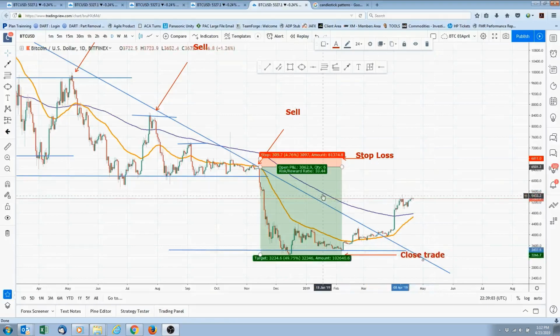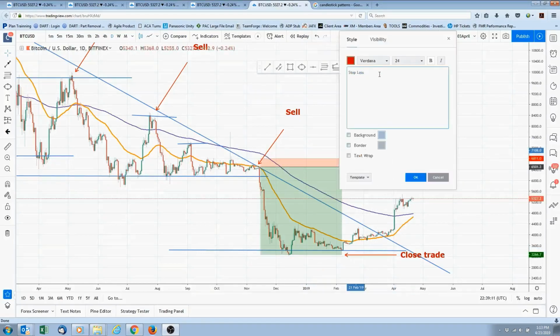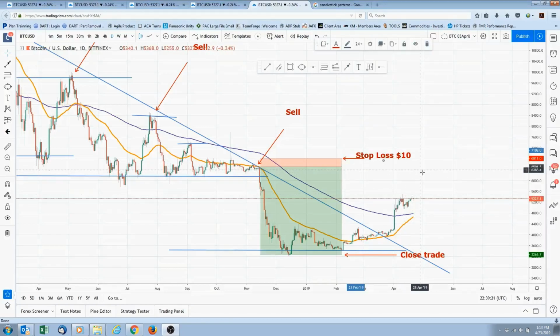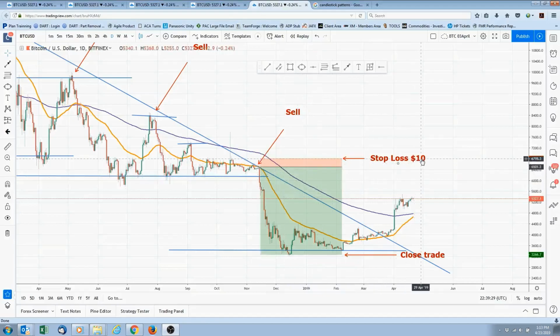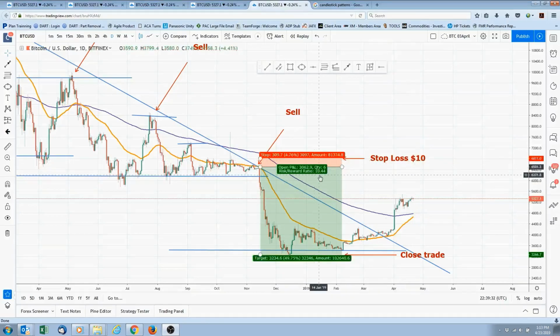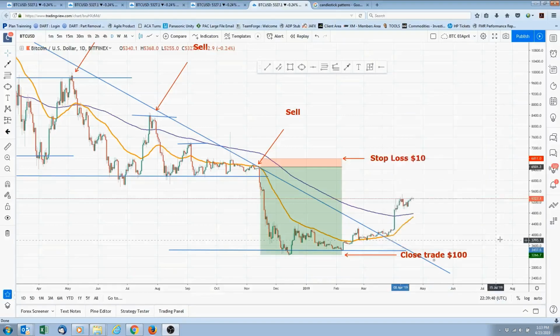This is the beauty of Forex for trading cryptocurrency. So I would have risked, say, I put a $10 stop loss. So say my stop loss was $10. And because my risk to reward is 10.44, if I risk $10, I would make 10 times 10, which is 100. So I would make $100 when I close this trade.